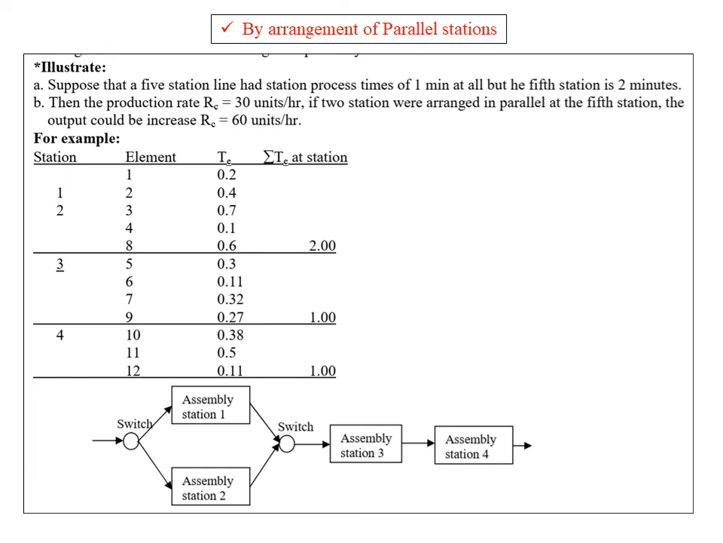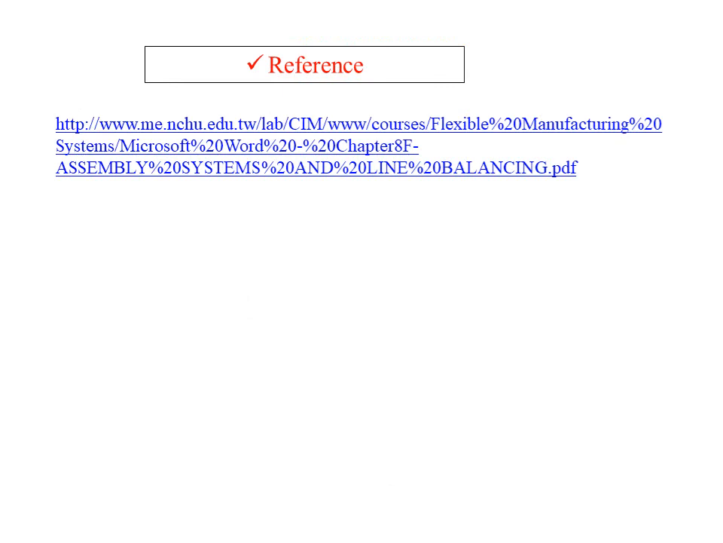In conclusion, we can say that for assembly line balancing there are three rules that you have to use, and you have to see whether the efficiency is satisfactory or not. If the efficiency is not satisfactory, you have to choose another rule, or you have to go for another line balancing method. So this is the reference for my presentation, and thank you.